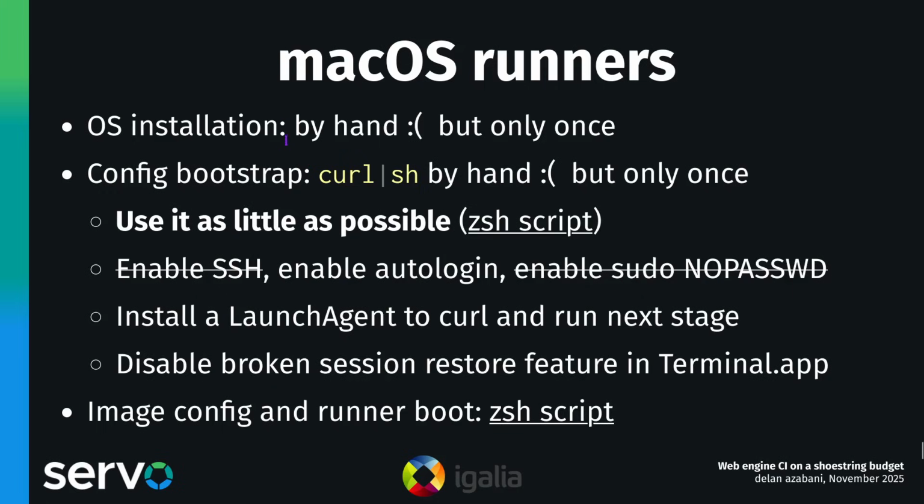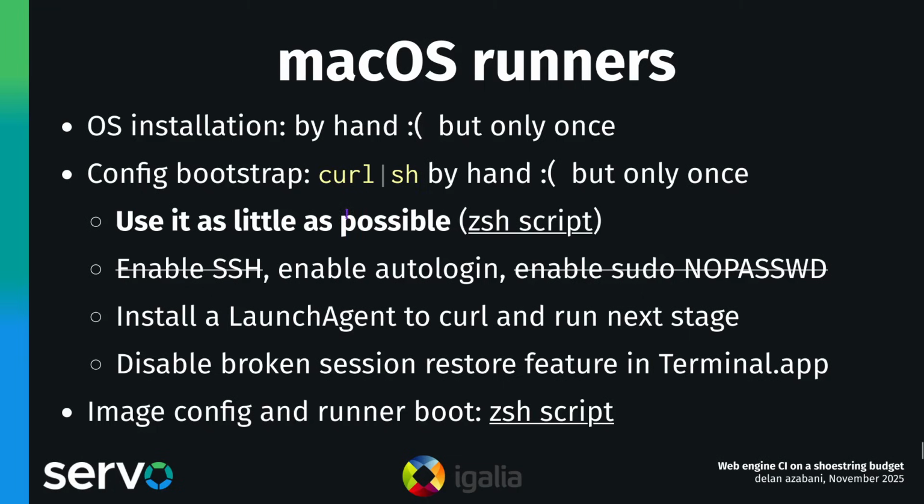What I decided to do instead is just install the OS by hand and pipe curl into sh to kick off the config management process. And this is something that we only really have to do once, because we do it once and then we take a snapshot of it. And then we never have to do it again, at least until the next version of macOS comes out.